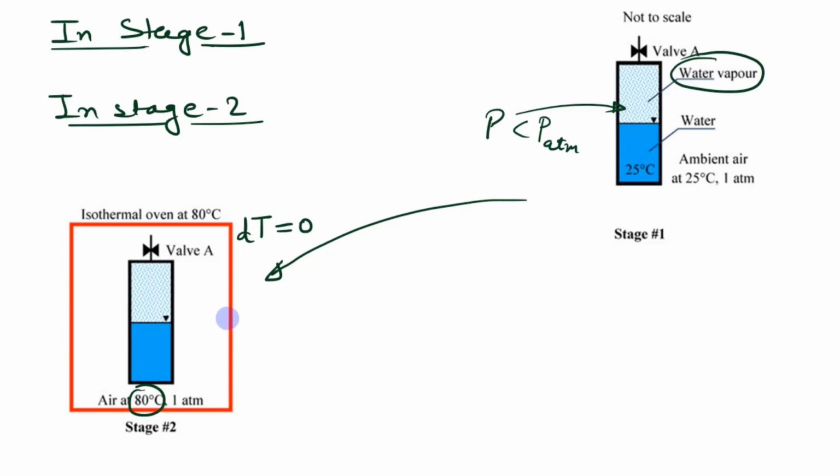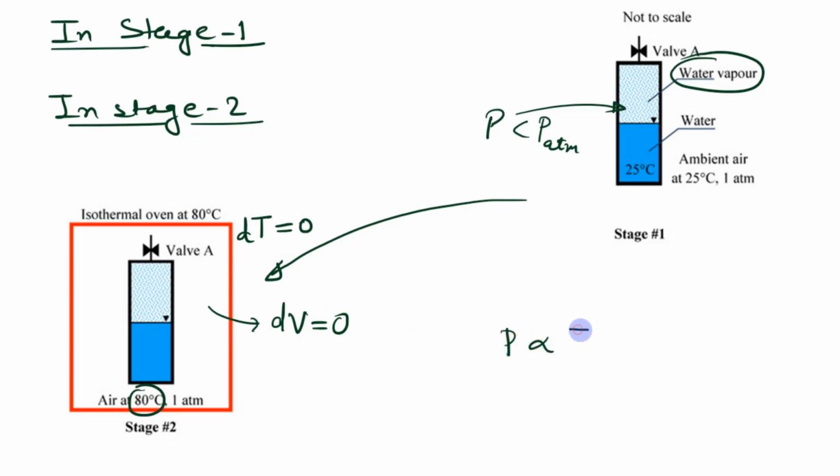Also we can see here that the volume of this vessel will not change because this oven boundary is fixed, right? So this is also a constant volume process here. So this process is constant volume. So dV is equal to 0 and it is kept inside an isothermal oven. That means there won't be any heat interaction between system and the surrounding. So when the volume is constant, the pressure is directly proportional to the temperature, right?